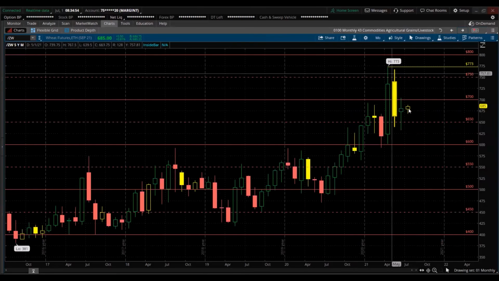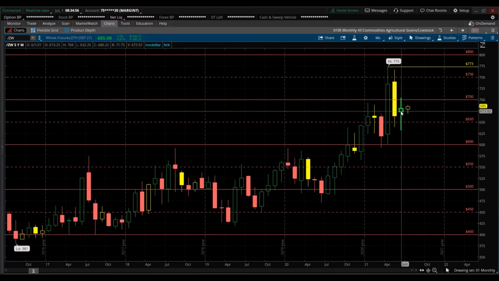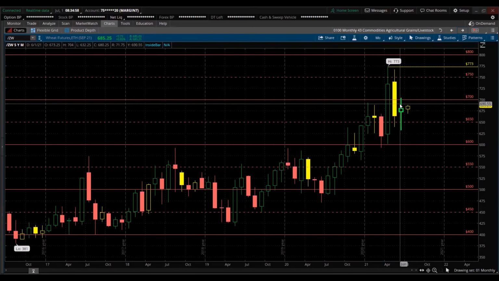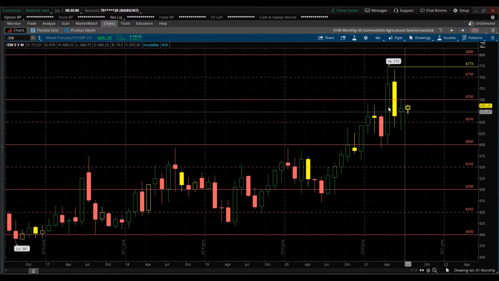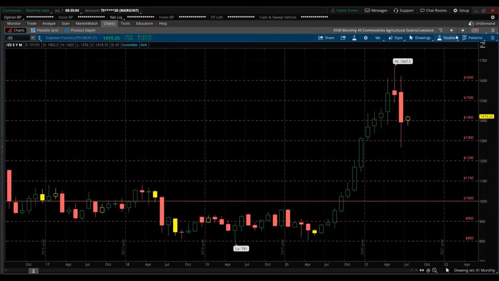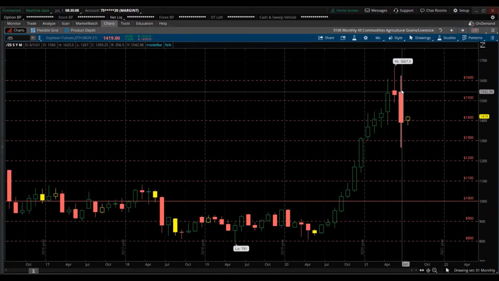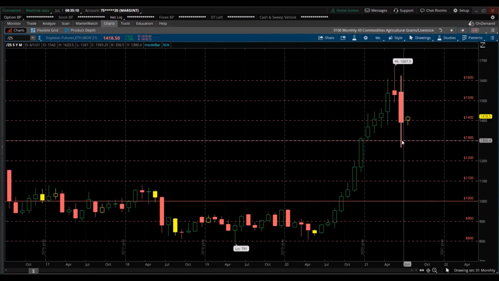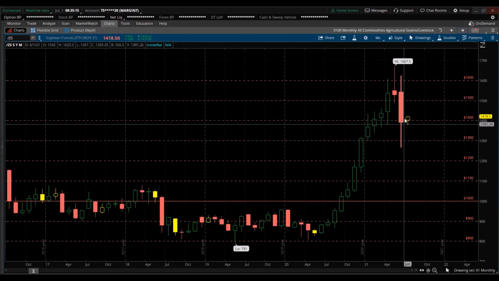And wheat, here we are, that green candle, made a lower low, lower high, but in a consolidation phase still. So not expecting it to pull back much more. And soybean futures, also huge red candle here, sell off, lower high, lower low, and made a new low for the year. That was originally the low for the year, and there it went back up, huge spike.